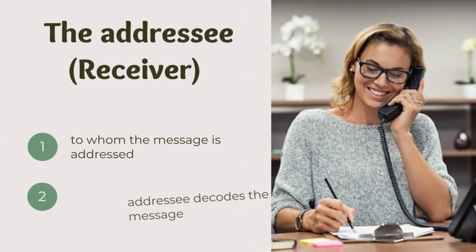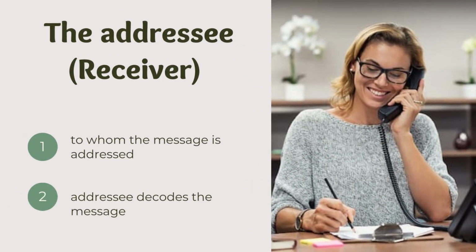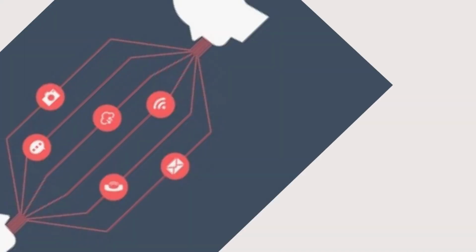Now come towards the addressee, also called receiver. The addressee is the person to whom the message is addressed. This is usually the person who receives the message but not necessarily so, as in the case of intercepted letters, bugged telephone calls, and eavesdropping. The addressee decodes the message to understand its meaning.